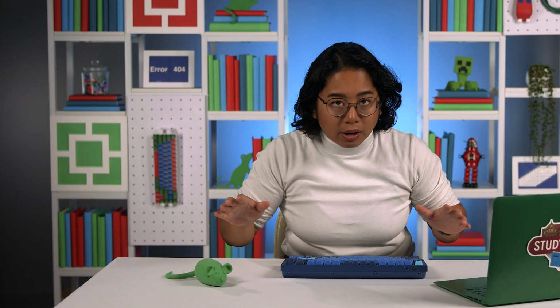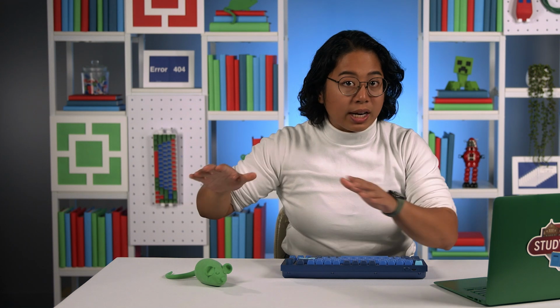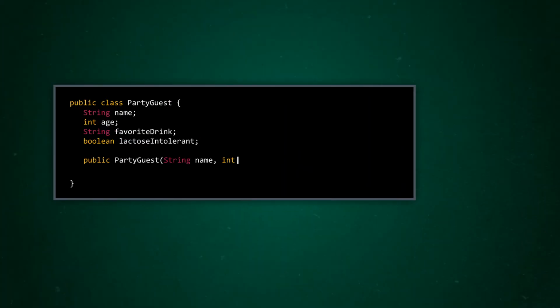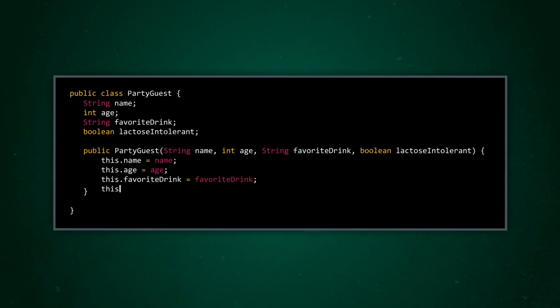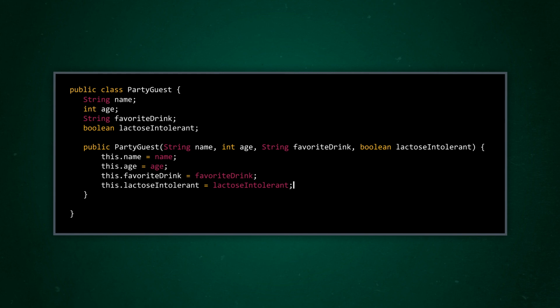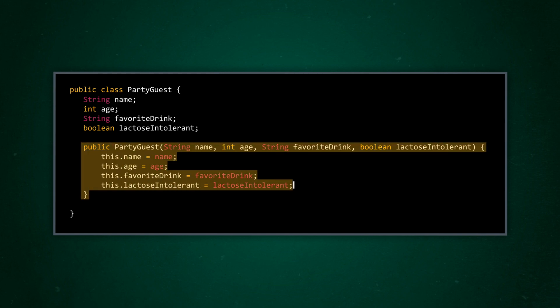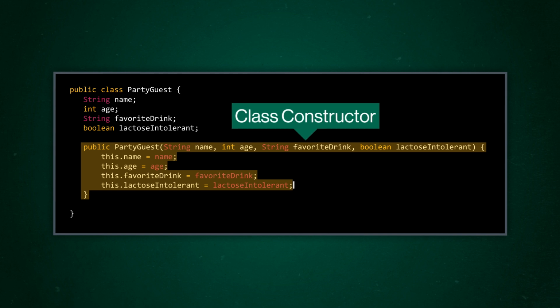Once we've defined our party guest class and have our class definition ready to go, we want to actually customize instances of it for each person. To do this, we create a public method called partyGuest that takes an argument for each of the 4 categories in the template. Remember, we're tracking names, ages, favorite drinks, and whether or not they're lactose intolerant. Because this block will be used to construct our individual guests, we call it a class constructor.